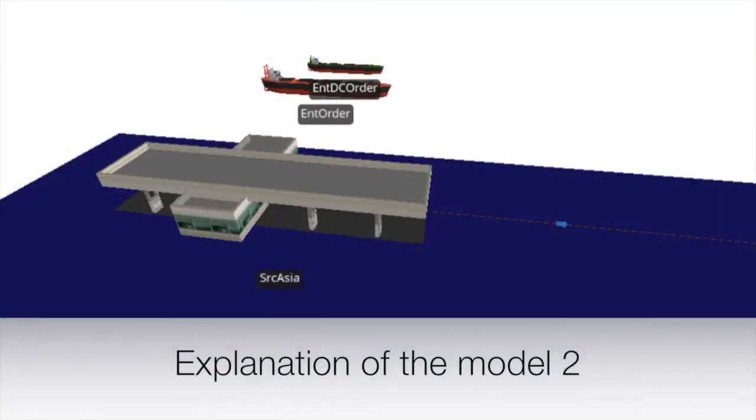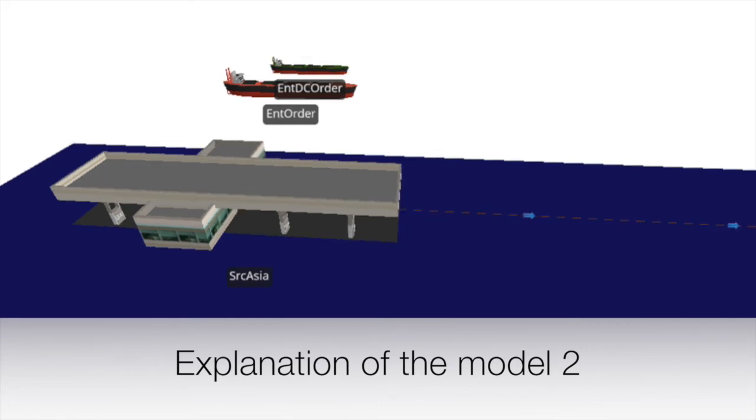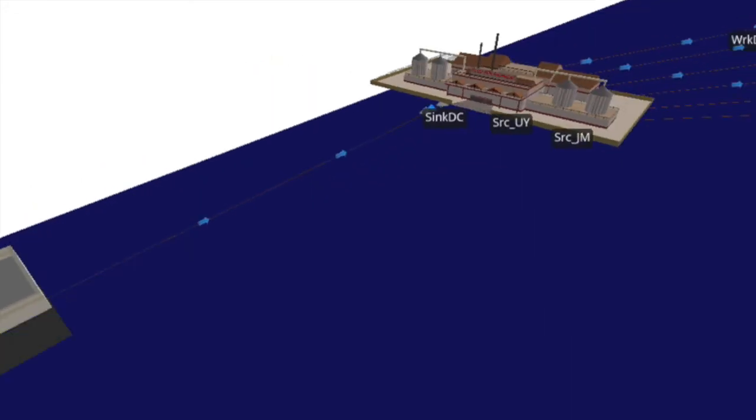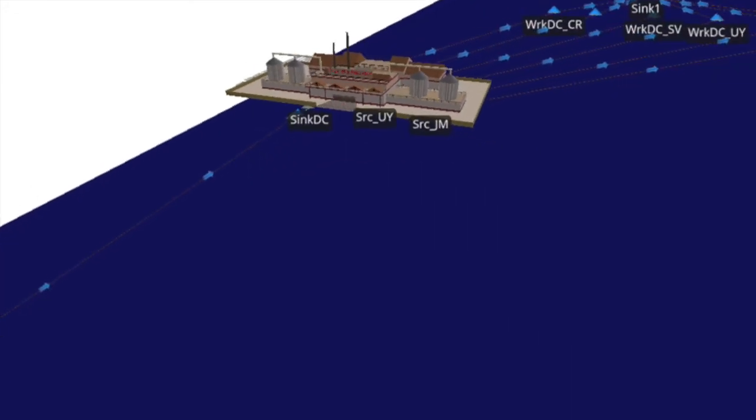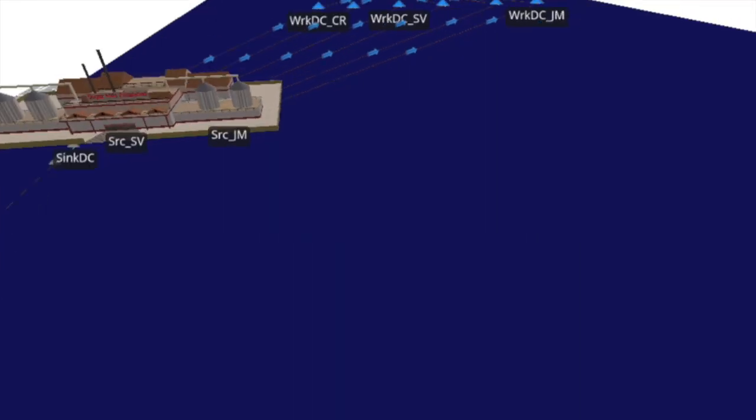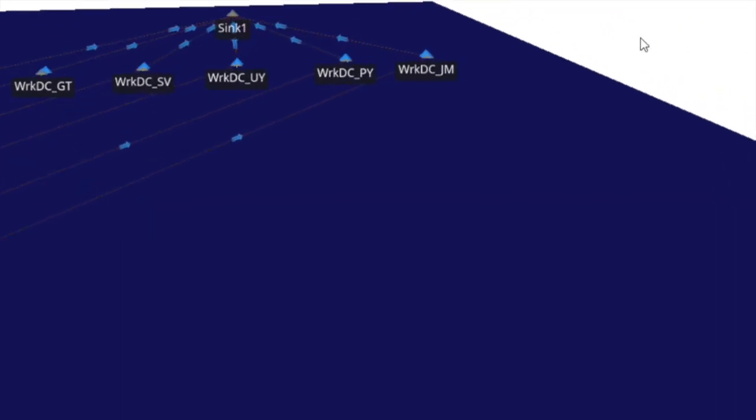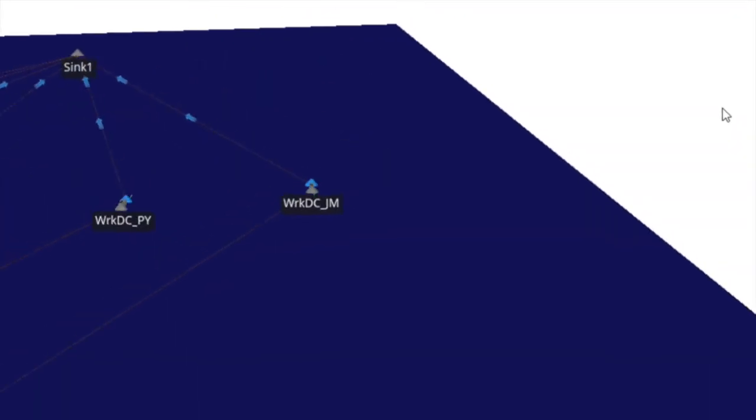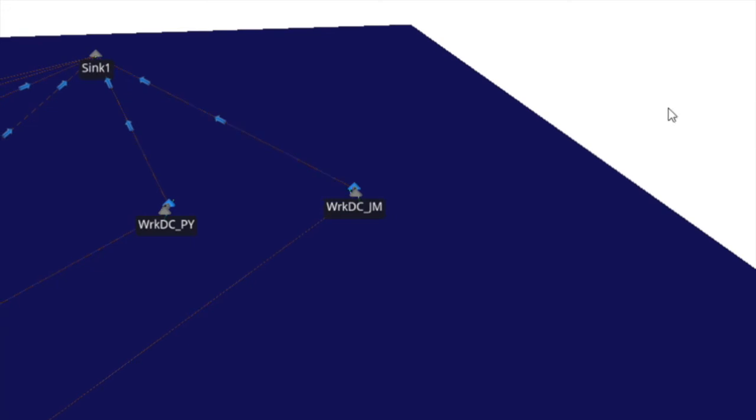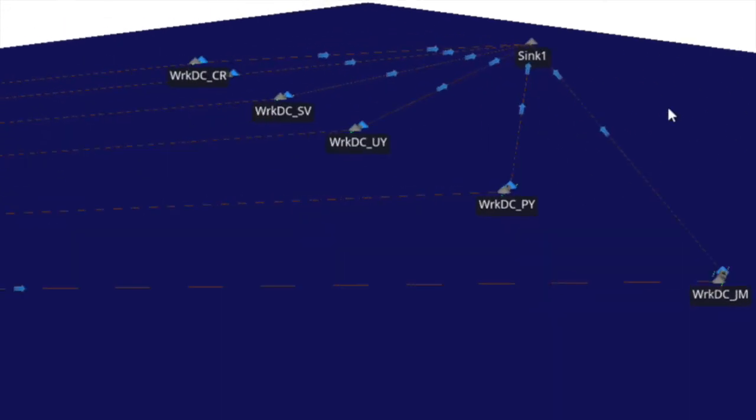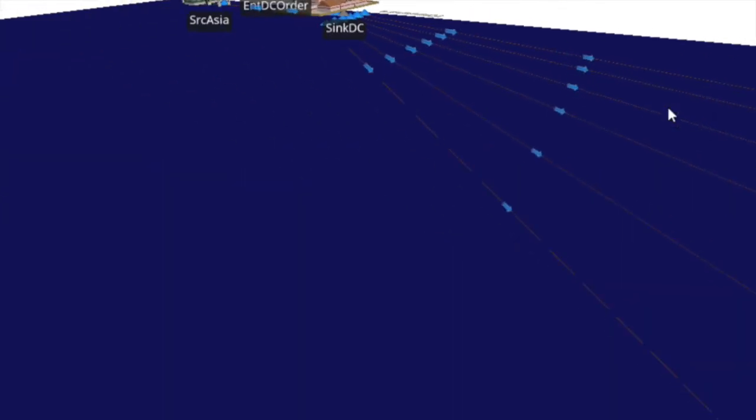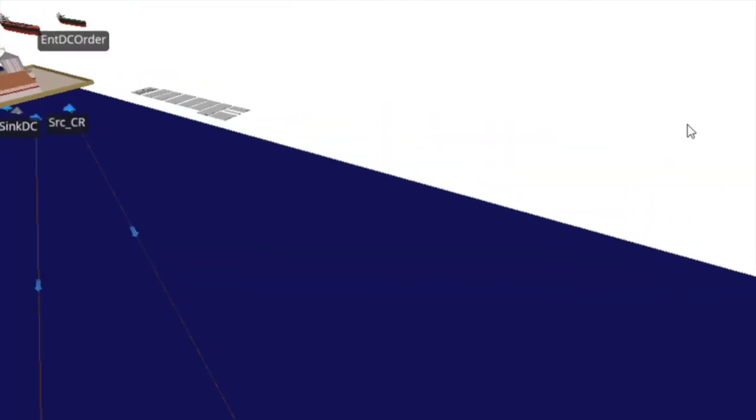Explanation of Model 2, Regional Distribution Center. The structure of this model has 2 parts. First, the part that describes the interaction between each local center and the regional distribution center, right side. Second, the part that models the interaction between the main manufacturing center in Asia and the regional distribution center.